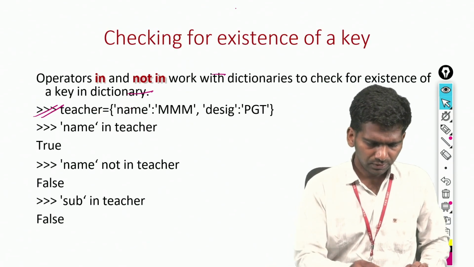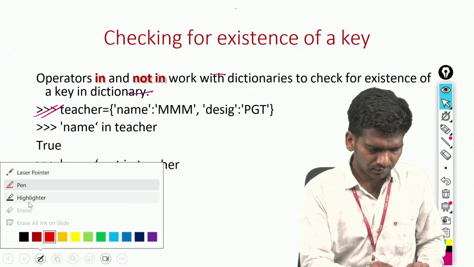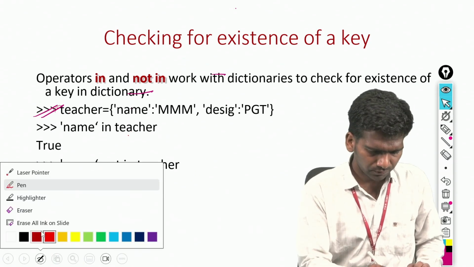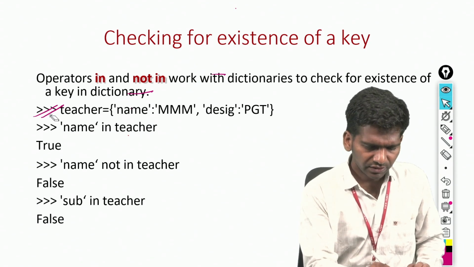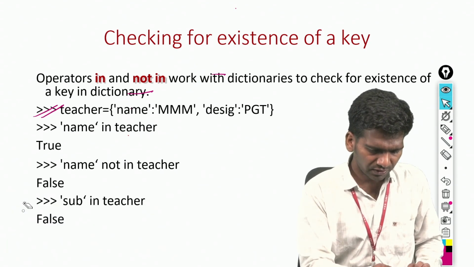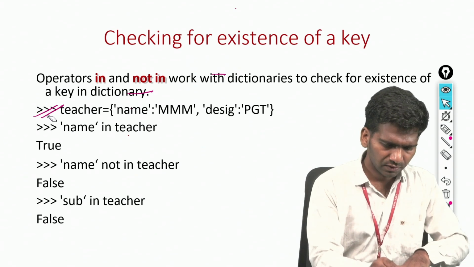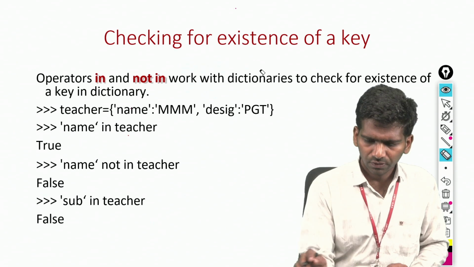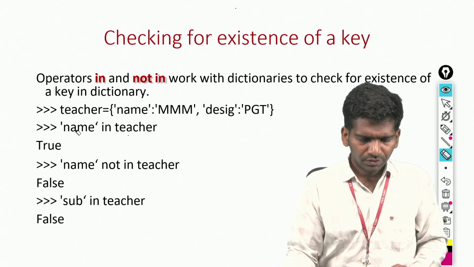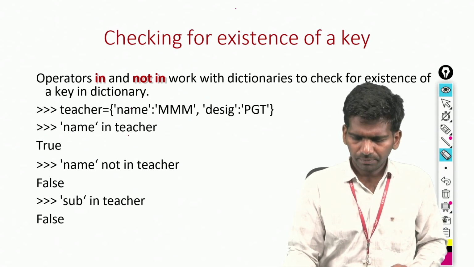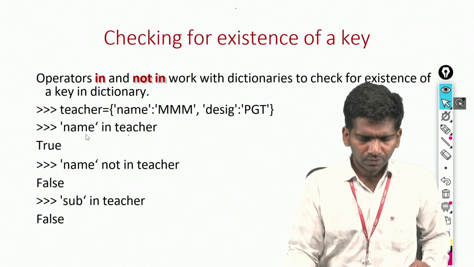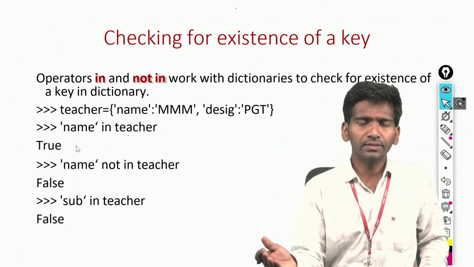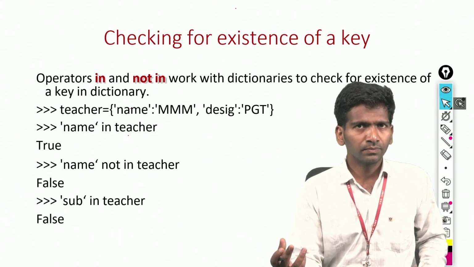Next, we can see this one also: checking the existence of a key. If you want to check whether a key is present or not, you can give the name in that variable. If it is present, it will give true. If it is not present, false.